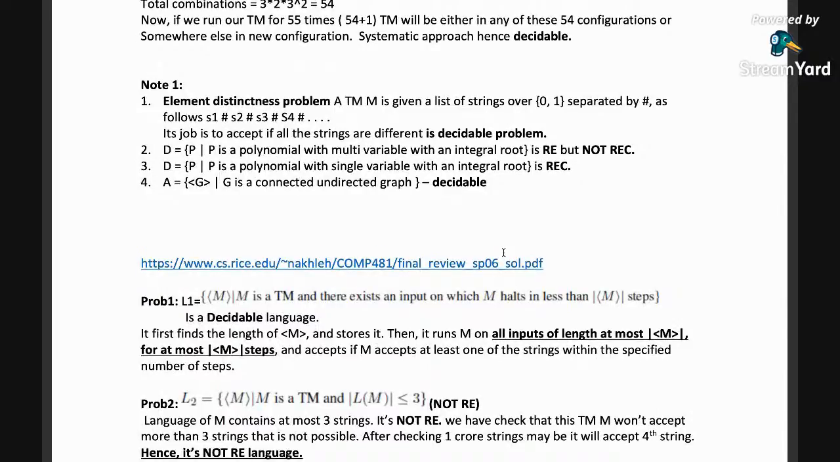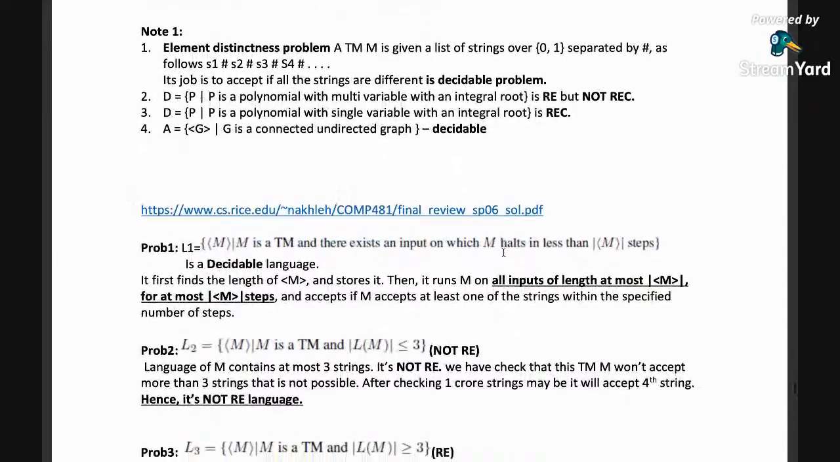P is a polynomial with multiple variables with an integral root: this is recursively enumerable but not recursive. P is a polynomial with a single variable with an integral root: recursive. G is a connected undirected graph: decidable.